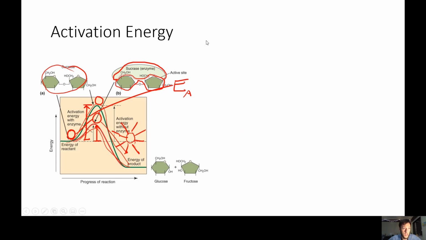Oh, and I made a mistake here. Sorry, it's glucose and fructose, not two molecules of glucose. Sucrose is made of glucose and fructose. Okay.